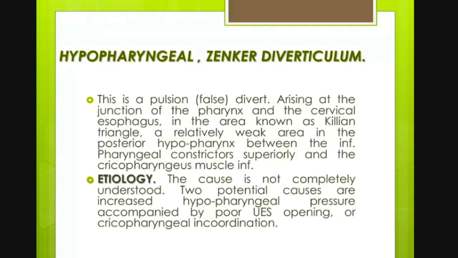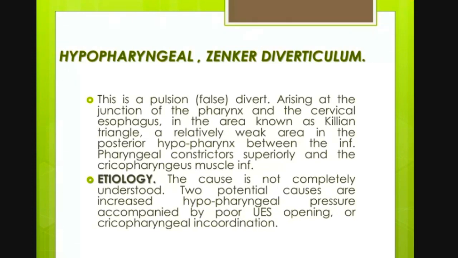Most important, the Zenker diverticulum is what we call pulsion. There is traction and pulsion. Pulsion is a false one. Traction is a true one. False diverticulum will be pulsion. This arises at the junction of the pharynx and the cervical esophagus, in the area we call Killian's triangle, which is a relatively weak area in the posterior hypopharynx between the inferior pharyngeal constrictor superiorly and the cricopharyngeus muscle inferiorly.